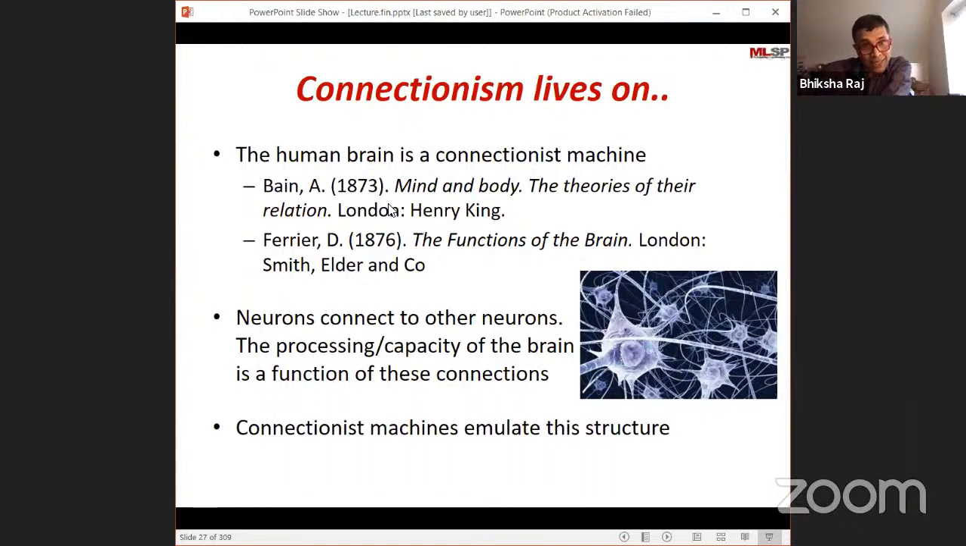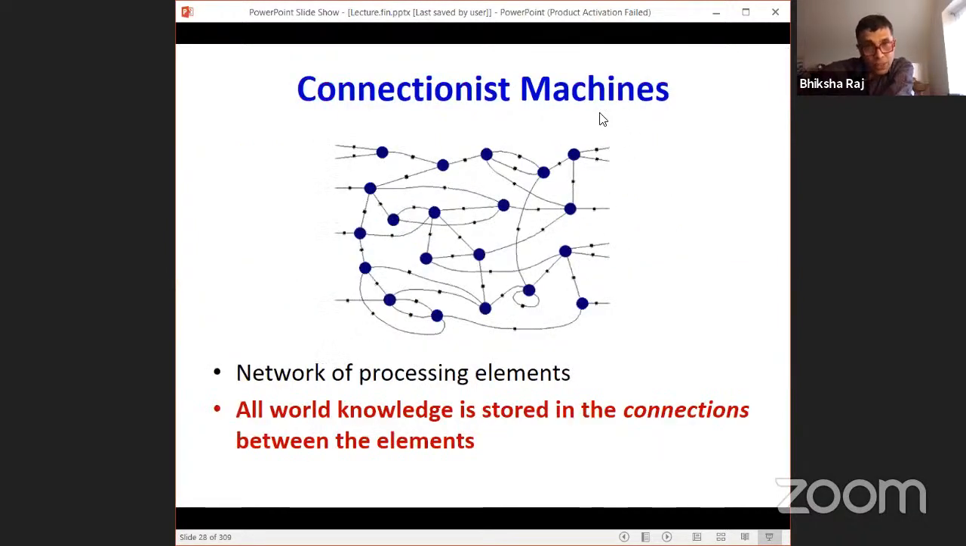The human brain is in fact a connectionist machine where all of its knowledge, all of its ability to compute is stored in the manner in which neurons connect to one another. And so modern connectionist machines, like your modern neural network, emulate this connectionist structure. So here's what a connectionist machine is. It's a network of processing elements that are connected to one another. And all world knowledge is stored in the connections between these elements.